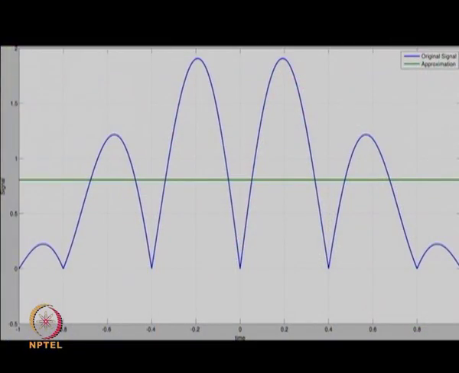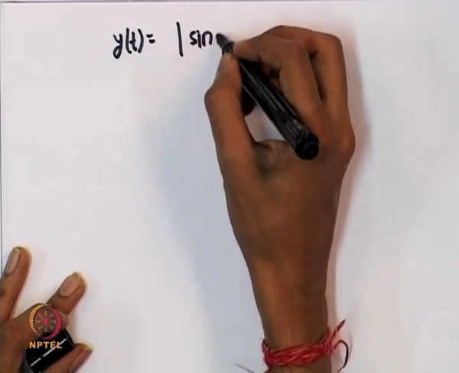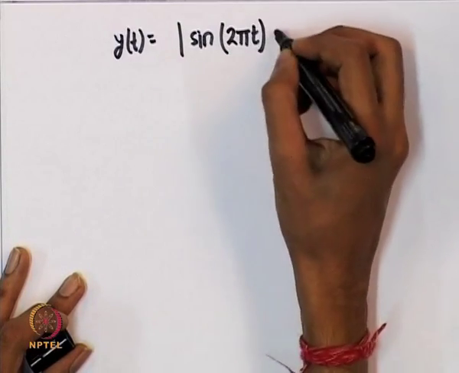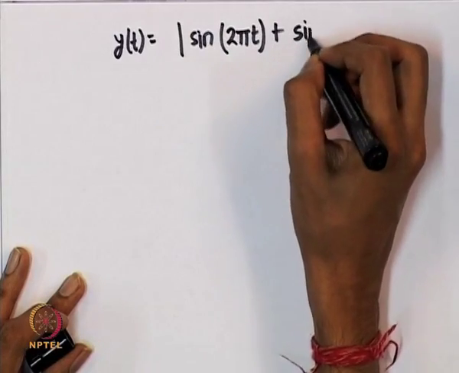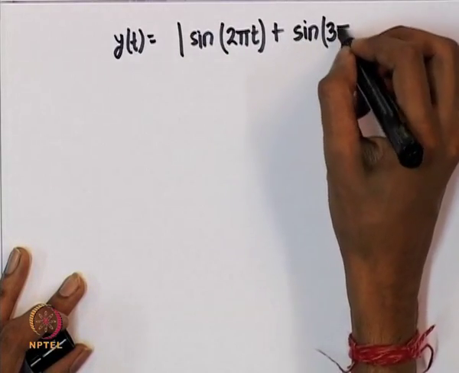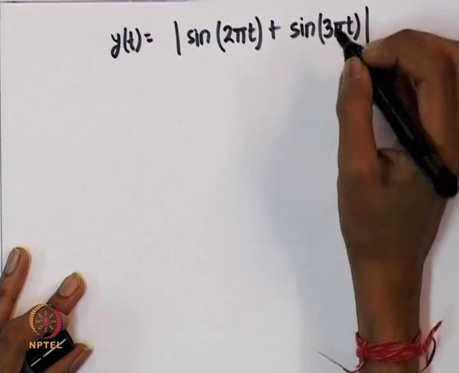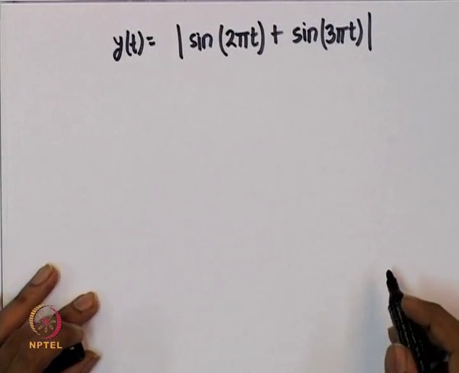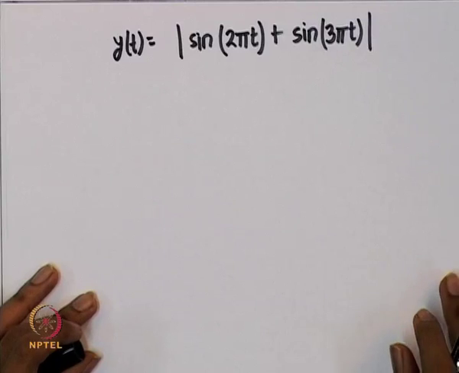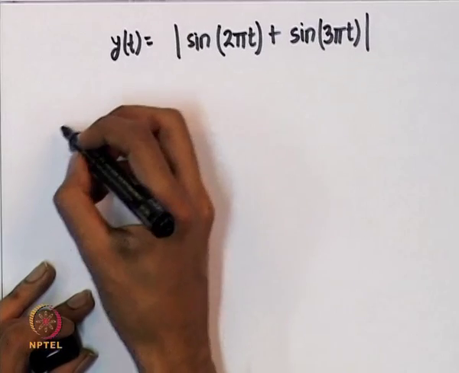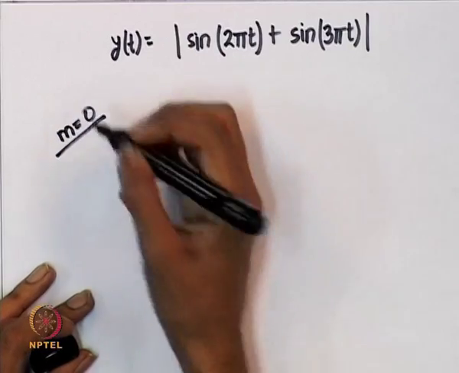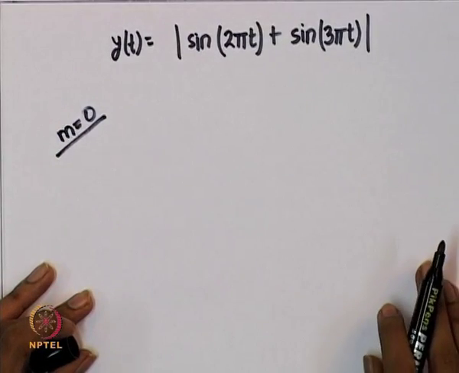We start with the function which is the absolute value of two sinusoids, given by y(t) = |sin(2πt) + sin(3πt)|. This function is shown in this figure in blue. Now we can get the approximation to this function for an interval of size 1, that is for m equal to 0. The approximation has been shown in green.